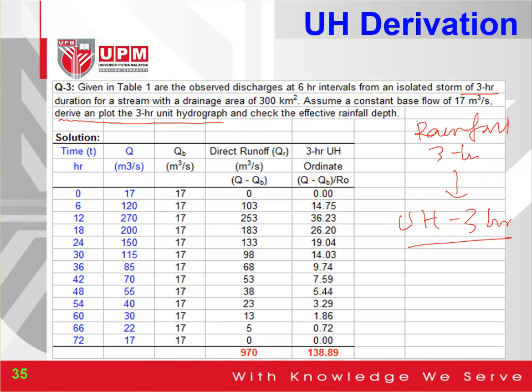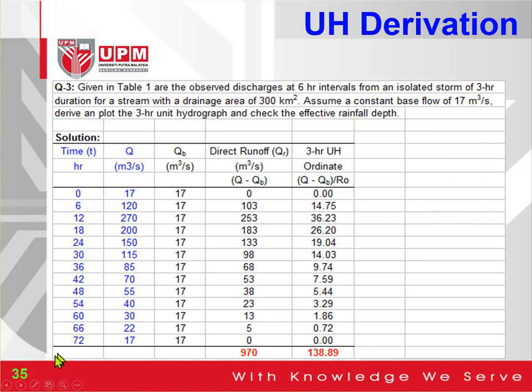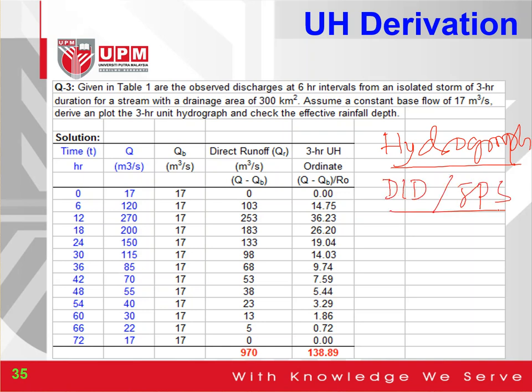To derive the unit hydrograph, what do we need? We need just a hydrograph. The main input is the hydrograph. In most cases it is easy to find, easy to get, because normally the DID, or we call JPS, collect the data.